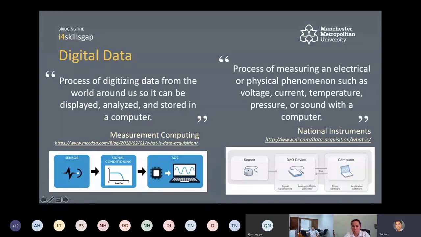Same thing here: it's a process of measuring electrical and physical phenomena, voltages and currents, and sending it into a computer. So there's a sensor, there's a signaling device, and you put it in the computer. And this goes both ways. So the ability of changing our analog world into a digital world is what we want from BIM.